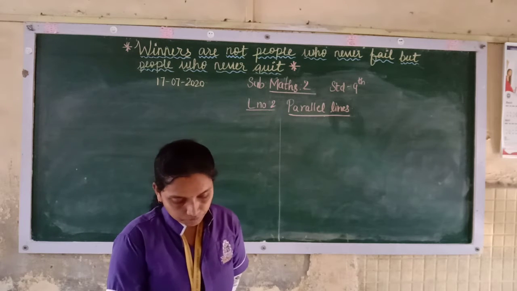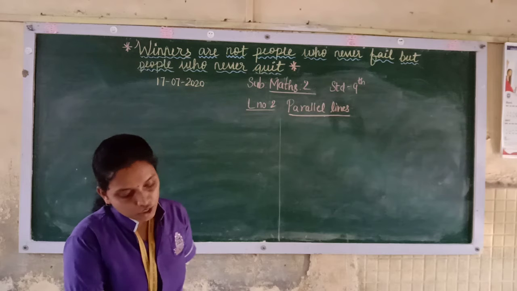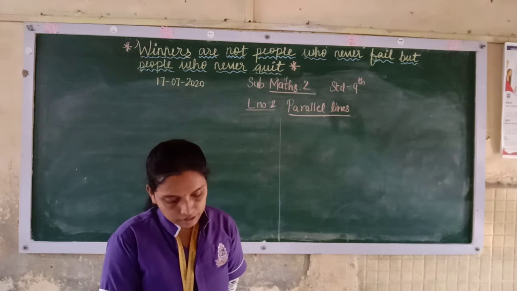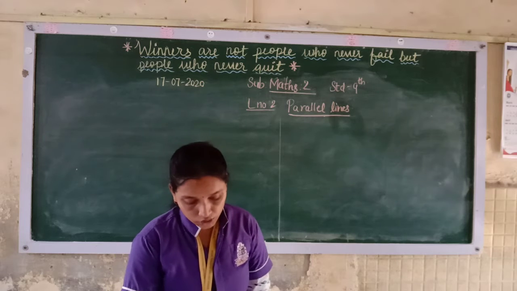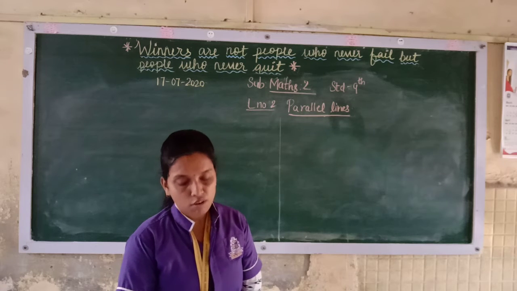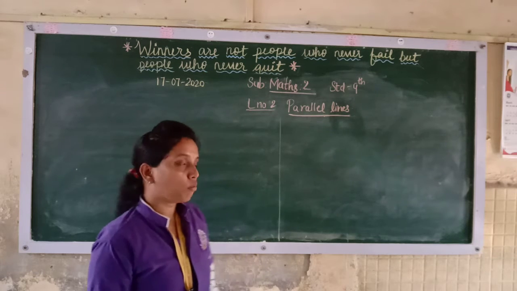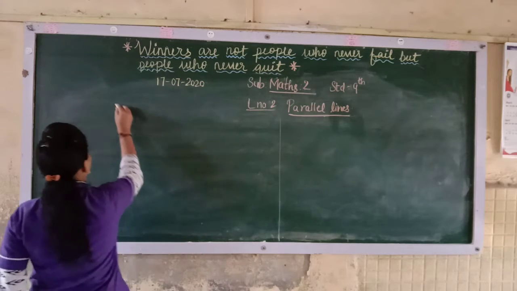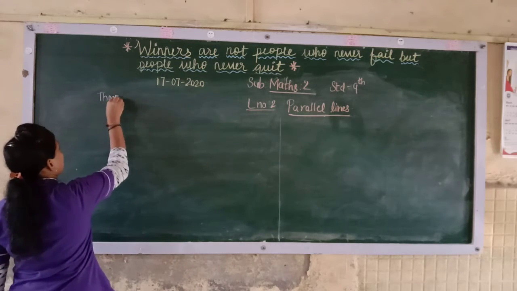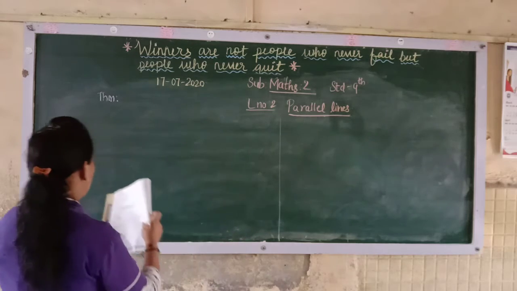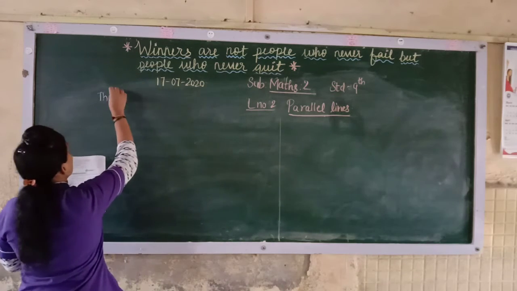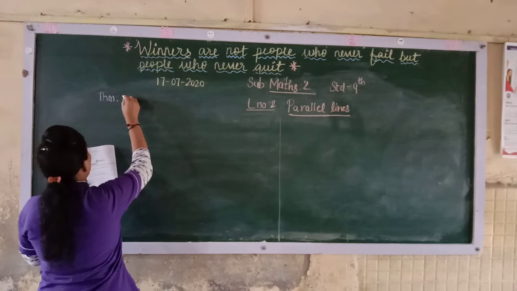Now we'll see the use of properties of parallel lines. By using the property of parallel lines, we are going to prove the theorem that the sum of the measures of all angles of a triangle is 180. It is there on page number 18 of your textbook. This is the use of properties of the parallel line.